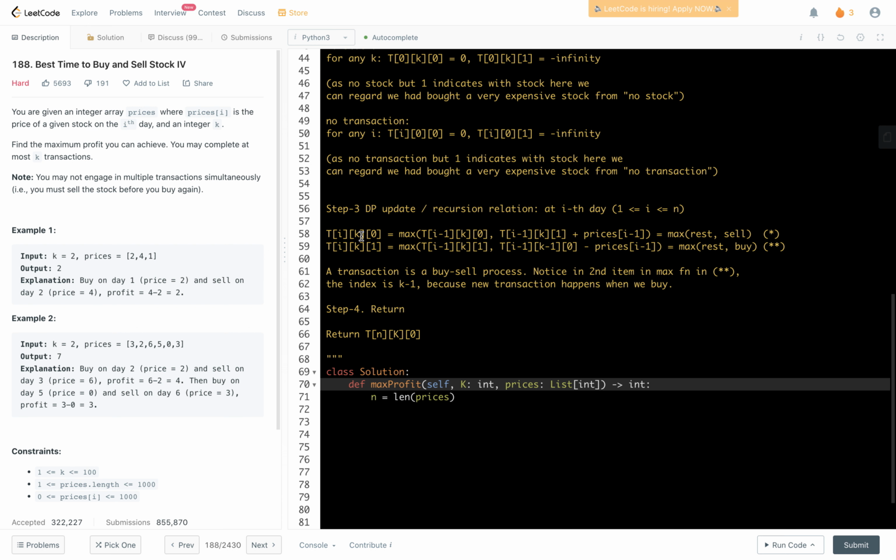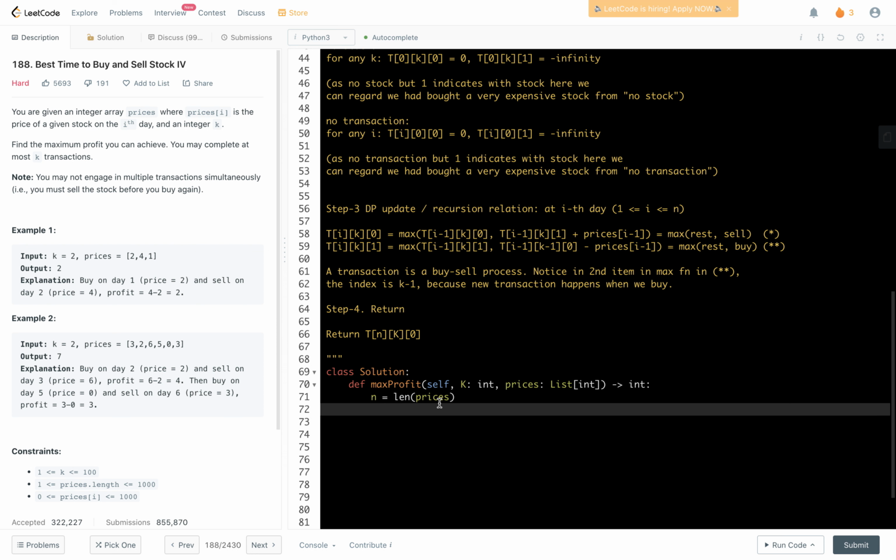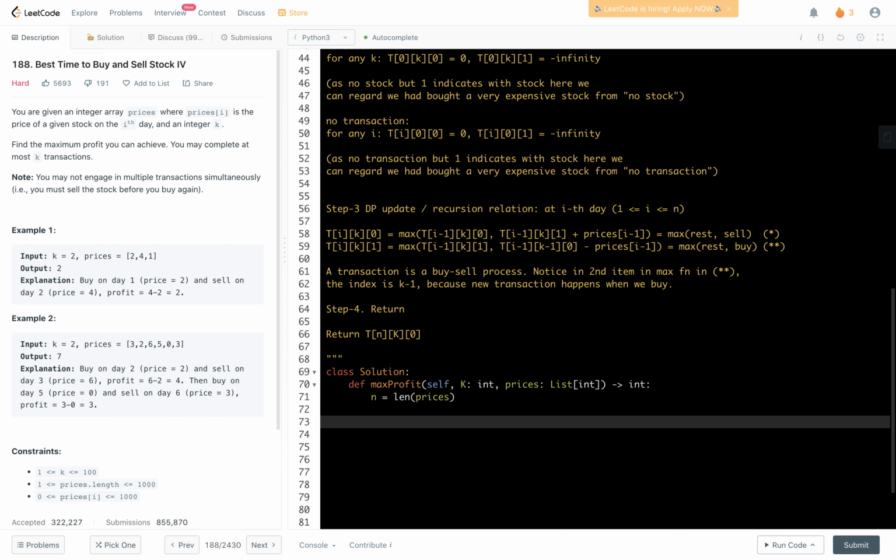In other words, how many days we have. Another detail is that I changed the little k in the function signature to be capital K, just to distinguish it from the dummy running index little k in the DP table. So this is the one.